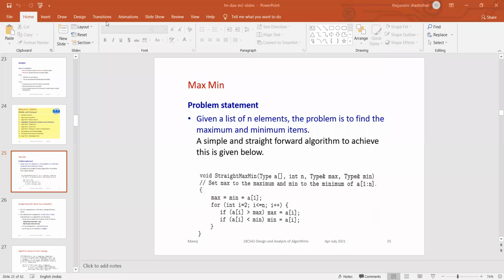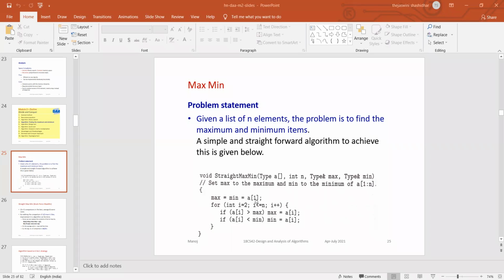Yes. Initially, what is A of I here? What is the I value you are pointed to? I is pointing to 2. Oh, are you people there? Okay. Initially, A of I is pointing to 2.